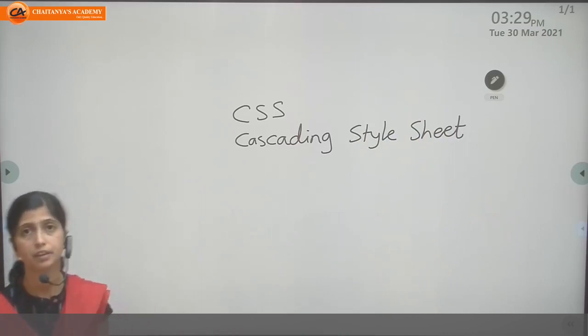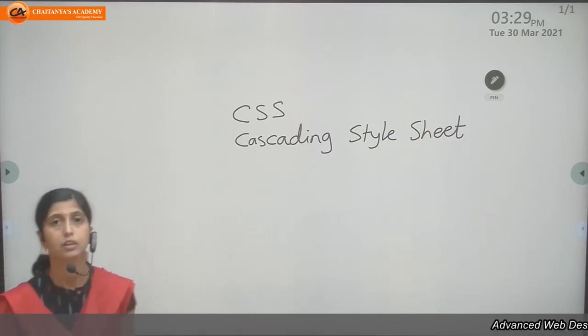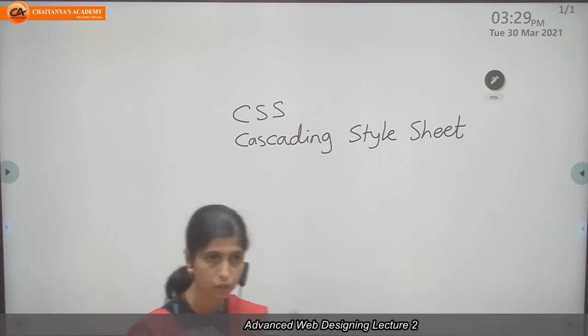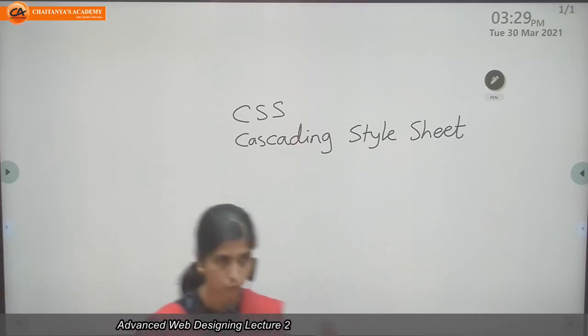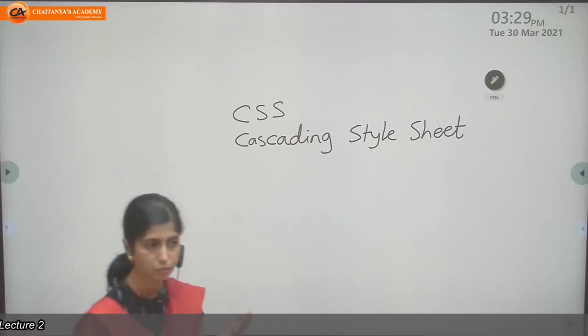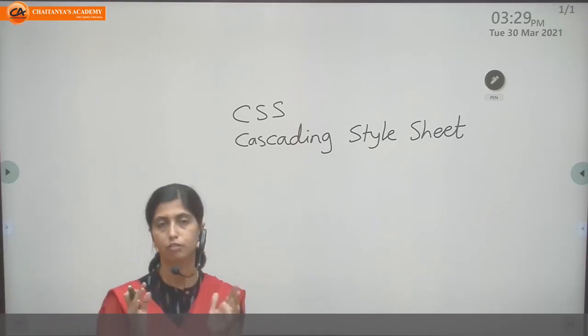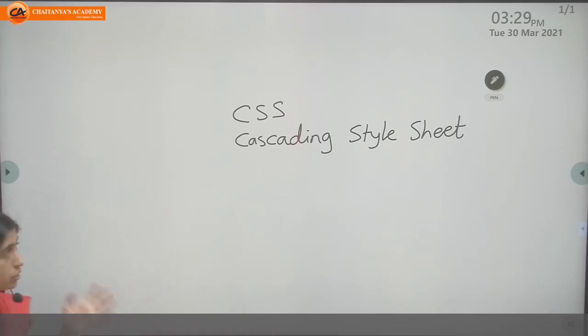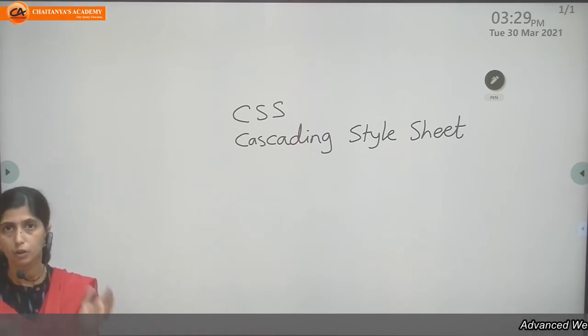Why do we need Cascading Style Sheet? Why do we need CSS? We use HTML to design a web page. Why do we use a web page? To create a website. A website is a collection of web pages. It is not just a page. It's a collection of pages, web pages.